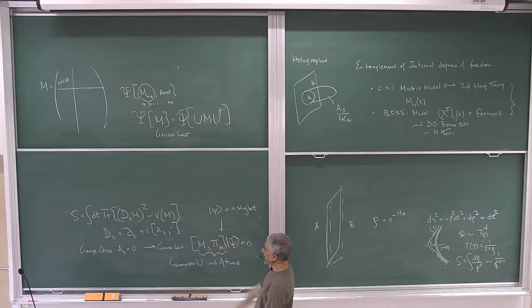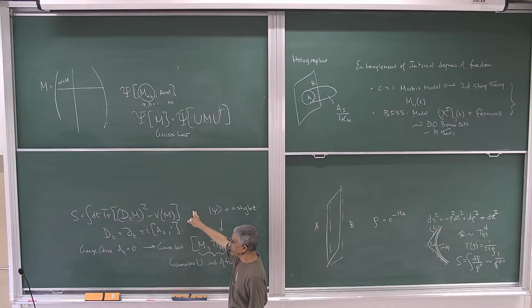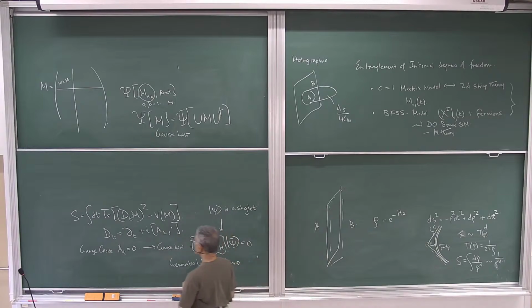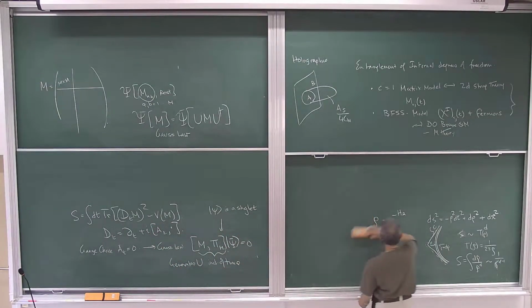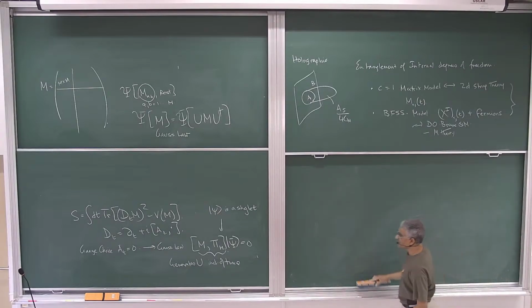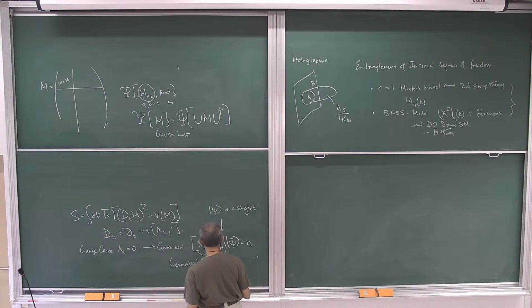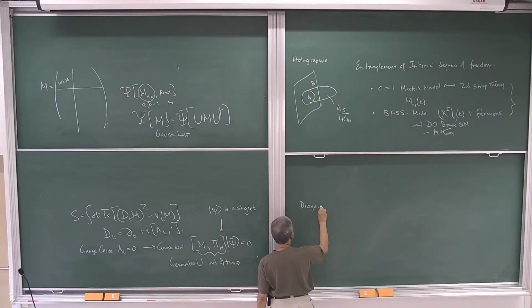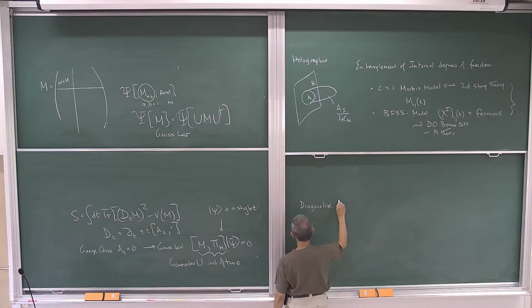In fact, you could add source terms to this such that psi is some representation of the gauge group, but it's sort of fixed. So we want to look at wave functions which are singlets. And we can use that remaining gauge degree of freedom to diagonalize M. That's always possible. So M goes to eigenvalues.